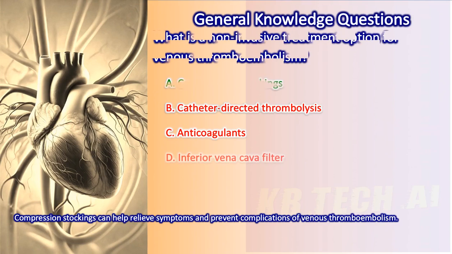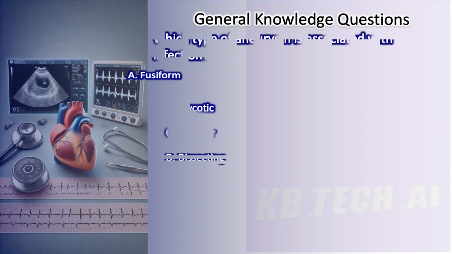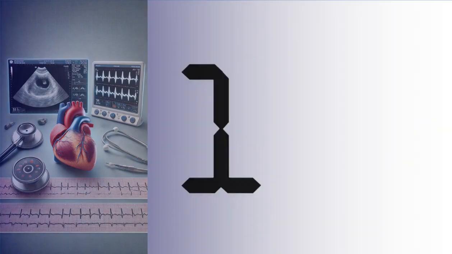The answer is Option 1. Compression stockings. Which type of aneurysm is associated with infection? Option 1. Fusiform. Option 2. Mycotic. Option 3. Saccular. Option 4. Dissecting.